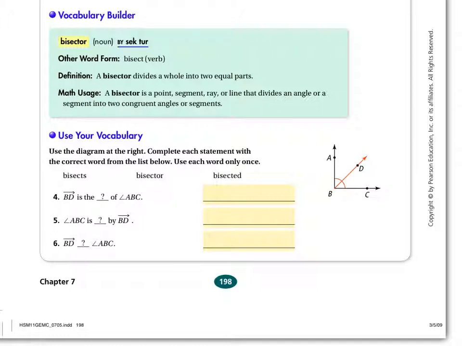Use the diagram at the right, complete each statement with a correct word from the list below, and use each word only once. So for number 4, ray BD is the blank of angle ABC. So here's ABC. So BD is what? Is it bisects, the bisector, or is it bisected? It is the bisector. Angle ABC is what by ray BD? It is bisected. And then ray BD blanks angle, it bisects.